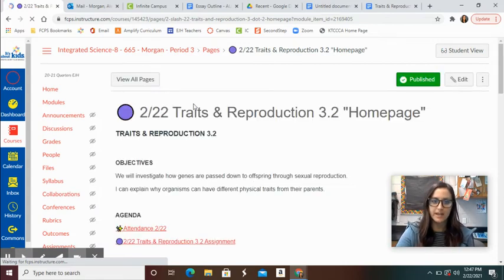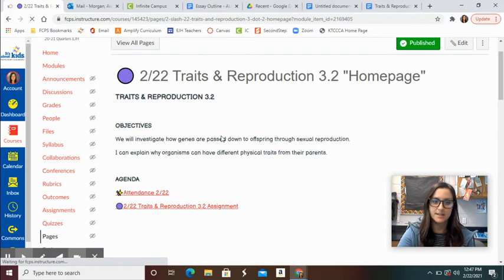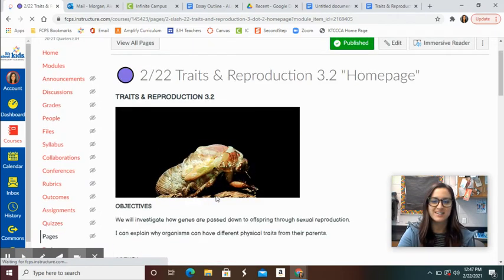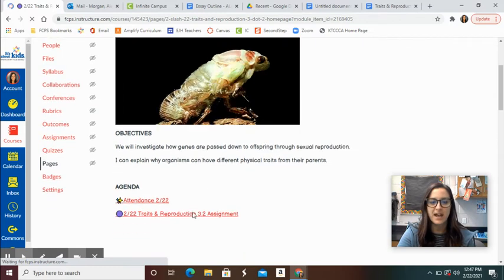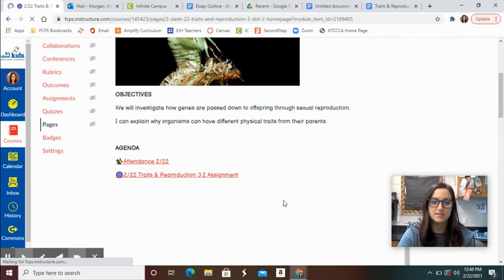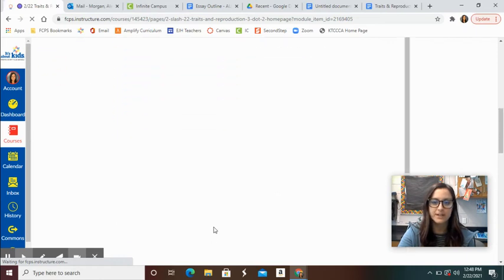And when you click on the home page, you're going to see that first gross picture. You're welcome. We have our assignment right here. The other thing that we did first was go over the definitions for sexual reproduction and inherit.